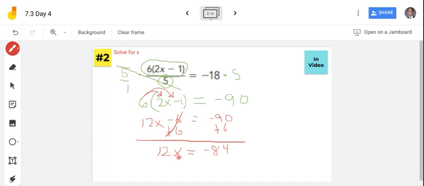Fifth and final step is to solve for x. So I'm going to divide both sides by the coefficient of x. So coefficient, remember, is the number being multiplied by the variable, the number in front of the variable, which here is 12. So I'm dividing both sides by 12 so that x would give me negative 84 divided by 12. That's negative 7. So x is negative 7.